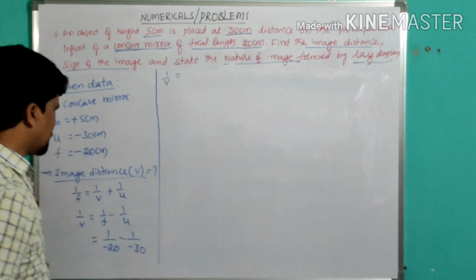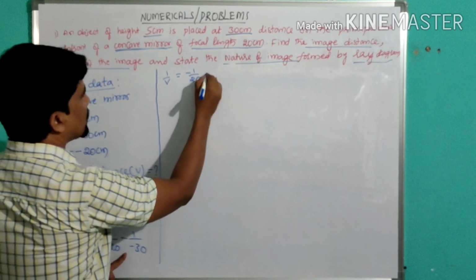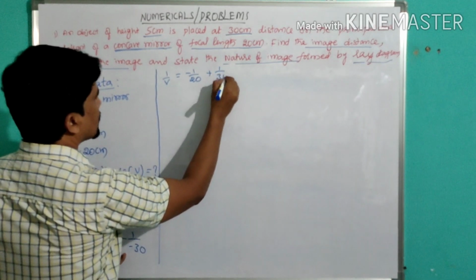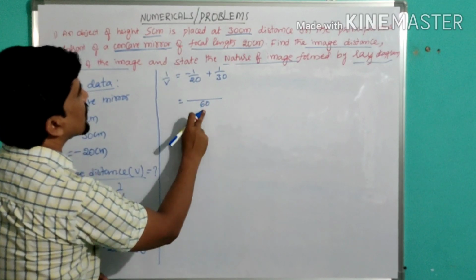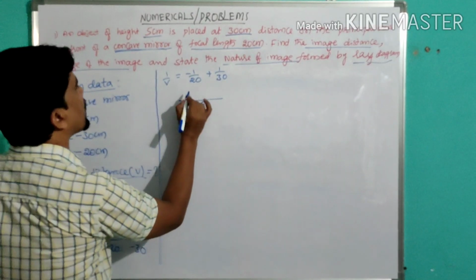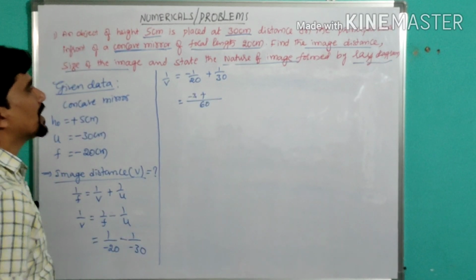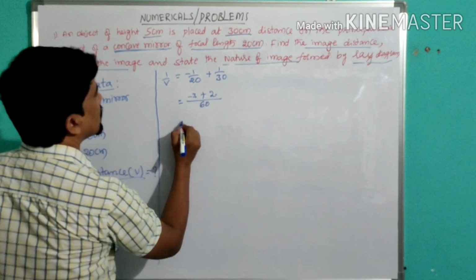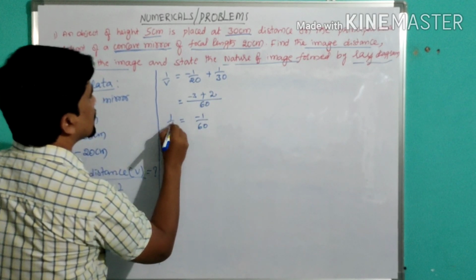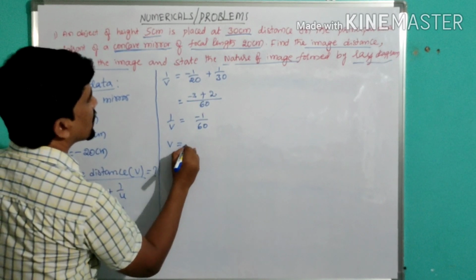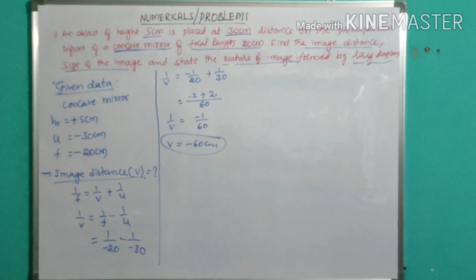1 by v equals minus 1 by 20, minus of minus, plus 1 by 30. Here the LCM of 20 and 30 is 60. 20 in 60, 3 times, 3 into minus 1, minus 3. 30 in 60, 2 times, 2 into 1, 2. Minus 3 plus 2, minus 1 by 60. This is 1 by v. Therefore, v equals minus 60 centimeters. This is the image distance.